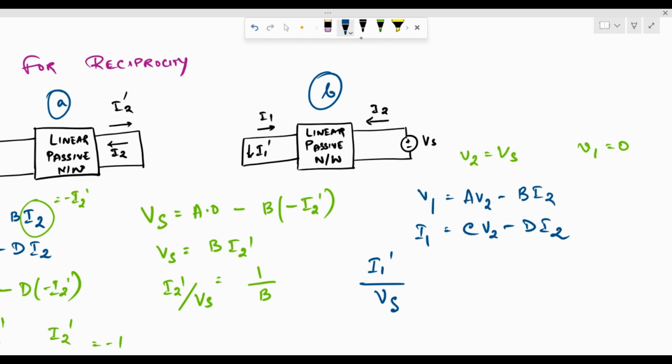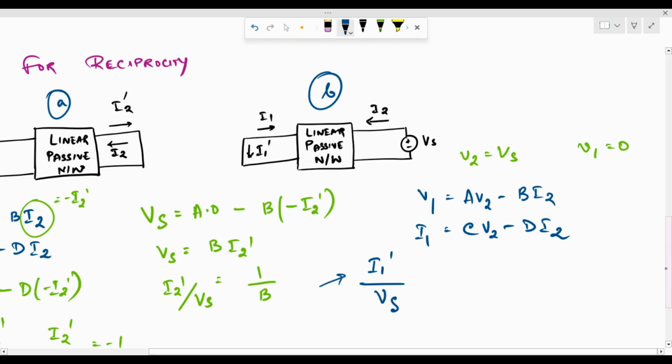And the condition for reciprocity is that I2 dash by Vs should be the same as I1 dash by Vs, meaning that if I am going to excite either one of the ports with the current I, then the open circuit voltage measured across that particular port is going to be V. So therefore, be it at port 2 or port 1, I by V, that ratio should be consistent because it's across the same network. So if I'm able to equate I2 dash by Vs and I1 dash by Vs, I'll get my condition for reciprocity. So let me try and find this ratio.